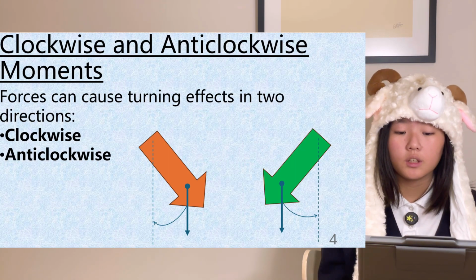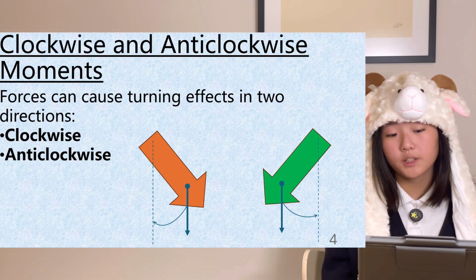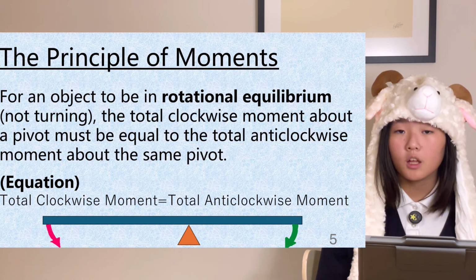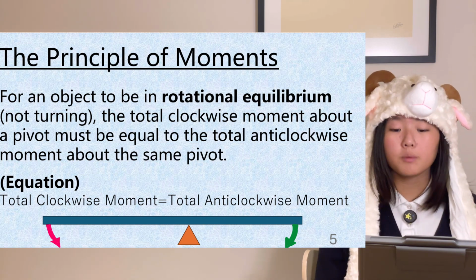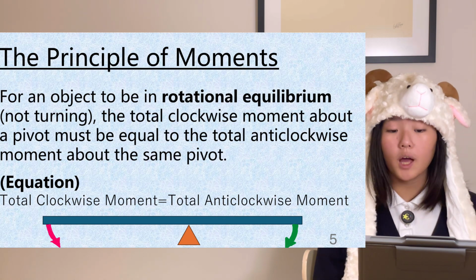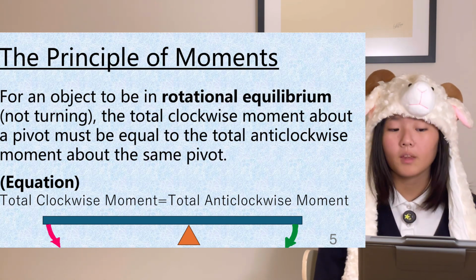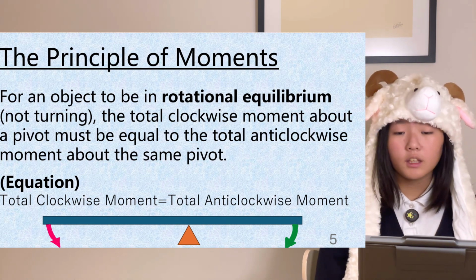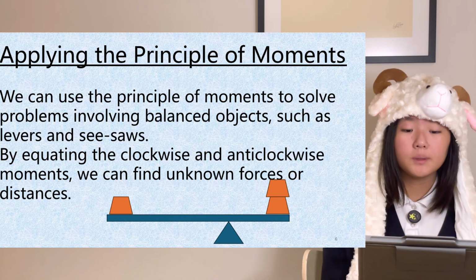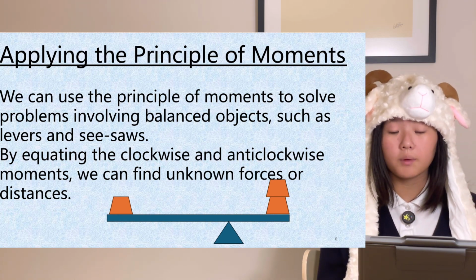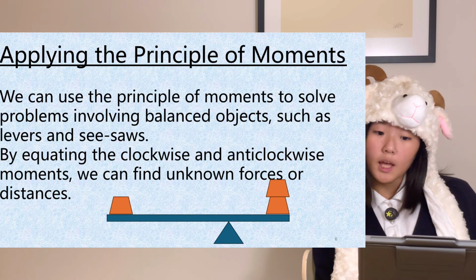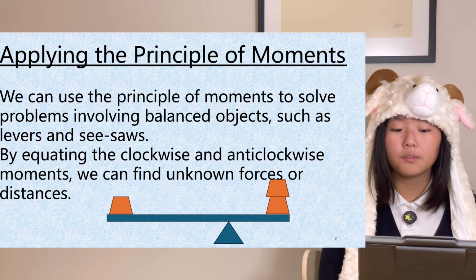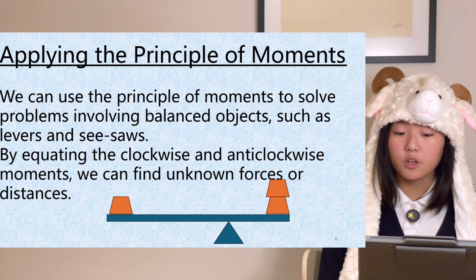Forces can only turn in anticlockwise or clockwise directions for the principle of moments. For an object to be in a rotational equilibrium, which means not turning, the total clockwise moment about a pivot must be equal to the total anticlockwise moment about the same pivot. The equation is total clockwise moment equals total anticlockwise moment, but I think you could have figured that out on yourself. We can use the principle of moments to solve problems involving balanced objects such as levers and seesaws. By equating the clockwise and anti-clockwise moments, we can find unknown forces or unknown distances.